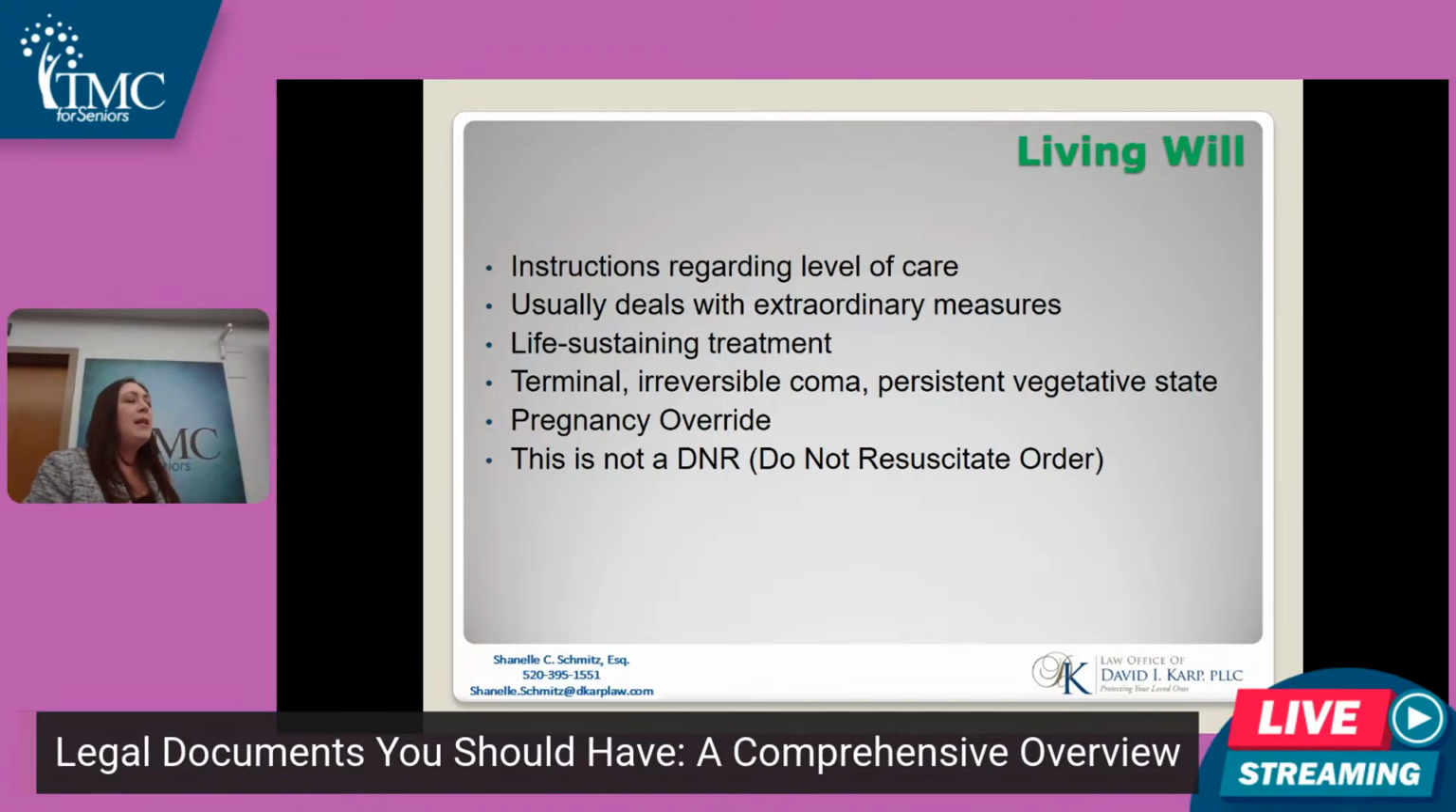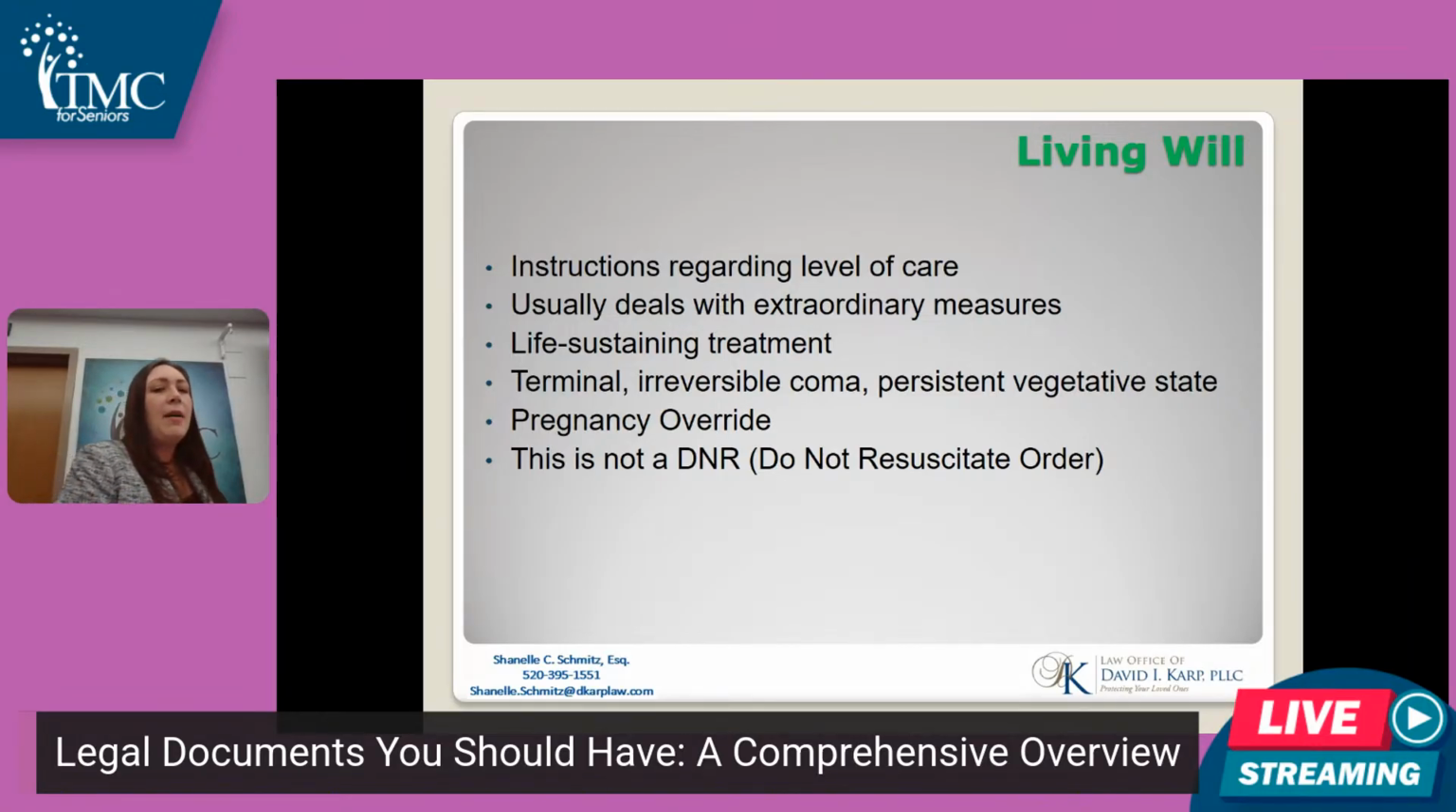So the next document is the living will. This is instructions regarding your level of care, and it usually deals with extraordinary measures. So basically, whether or not you want life-sustaining treatment beyond comfort care, if you were terminal, in an irreversible coma, or a persistent vegetative state. So let's say you were brain dead. Do you want to continue life-sustaining treatment if it's only going to prolong the moment of your death, or do you want to die naturally? So there's also language in there where you can have a pregnancy override. That way, if you ever did become pregnant, it could be overridden.